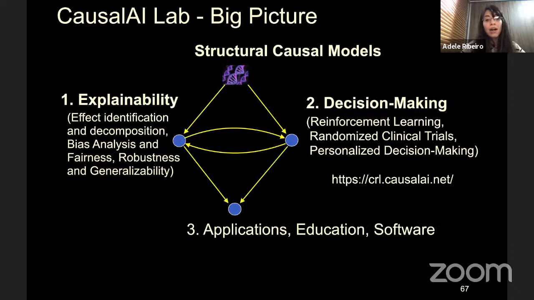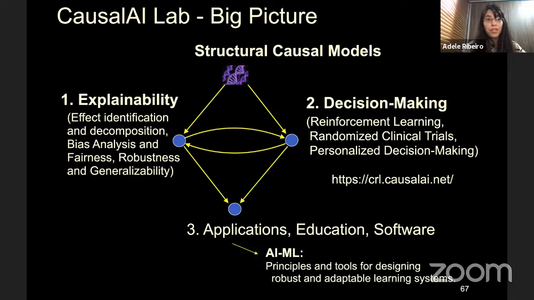We are also interested in applications, education, and development of software, as we showed here in the fusion, causal fusion. So we are trying to develop most of the algorithms there in fusion, but we want to do this in a very principled way. So everything is based on the causal inference theory. We are writing some book chapters also to help you to learn more about causal inference.